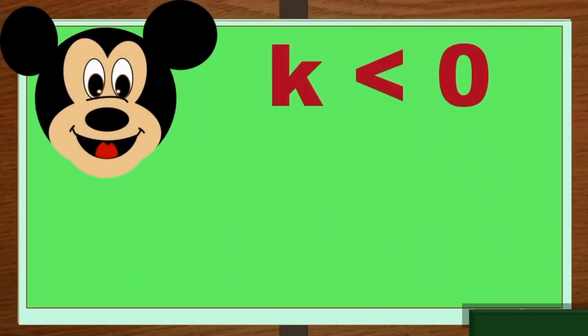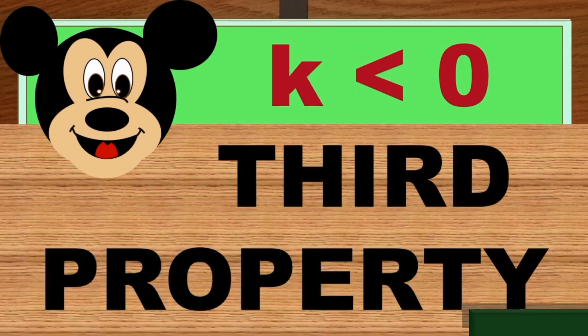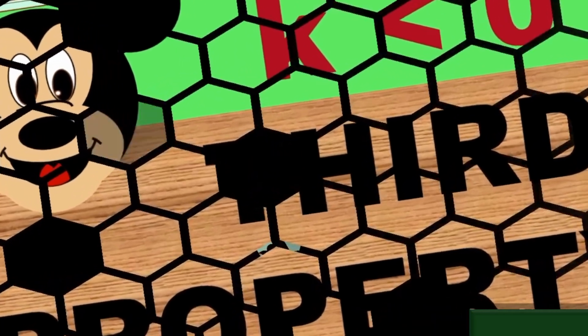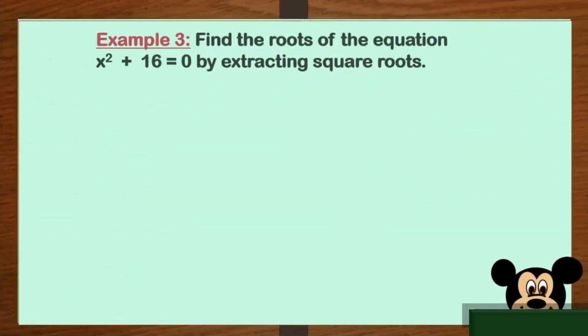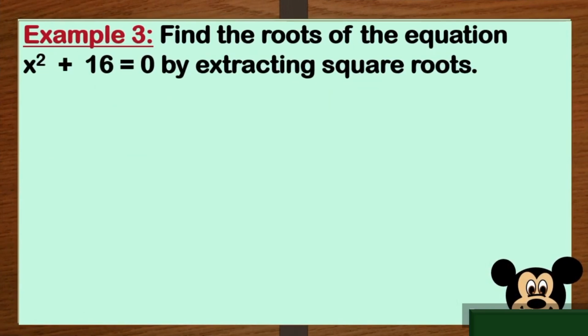Okay, now we have k less than 0. Again, less than 0 means negative numbers. The third property. Okay, our example for the third property. Find the roots of the equation x squared plus 16 equals 0 by extracting square roots.